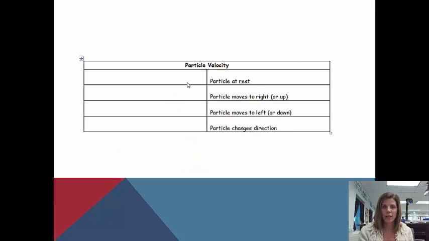All right, particle velocity, just to clarify, and again, we've had this before. If the particle is at rest, the velocity would equal 0. If the particle is moving to the right or up, the velocity is positive. If the particle moves to the left or down, we know that the velocity is going to be negative. And if the particle changes direction, the velocity must change sign. And those are the same things that we do if a function's increasing or decreasing, exactly the same concept.